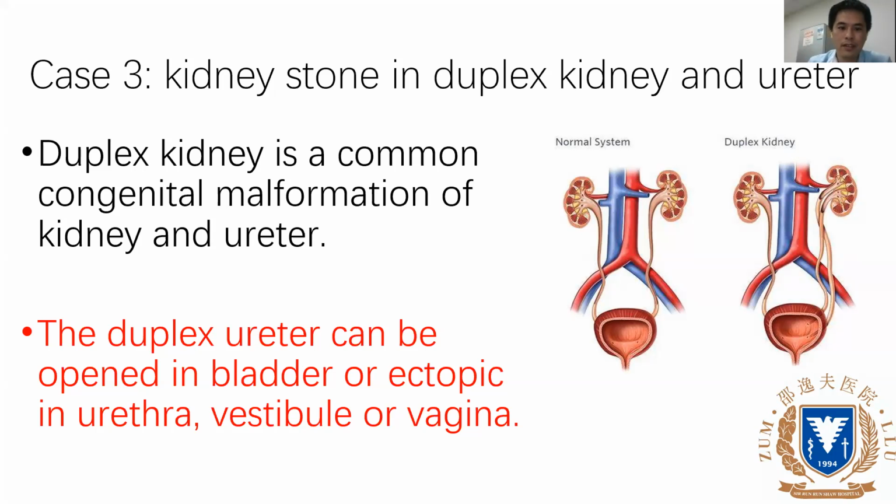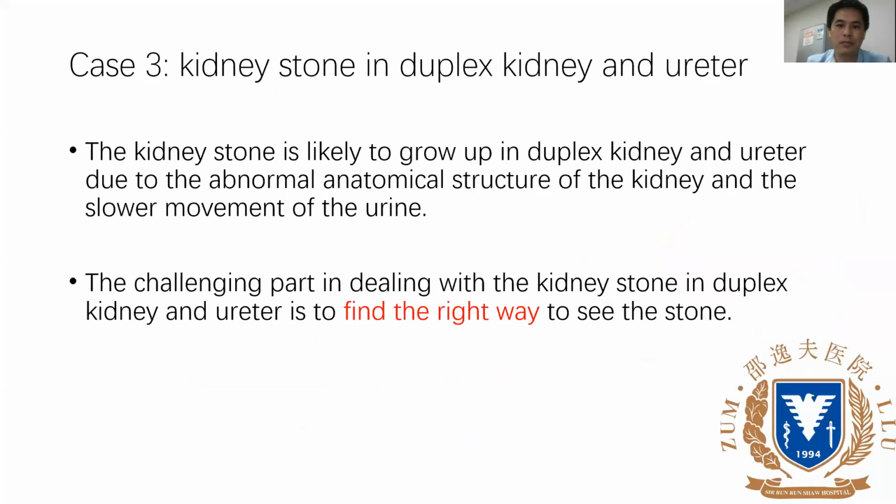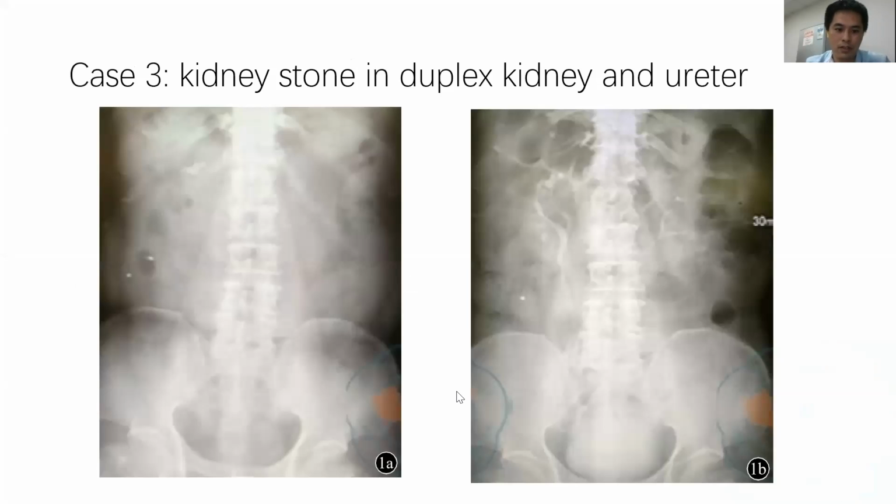And the kidney stone is likely to grow in the duplex kidney and ureter due to its abnormal structure and the slower movement of the urine. The challenging part in this case is to deal with the kidney stone in the kidney and find the right way to reach this stone. You can see this case, we can check the IVU, you can see these two duplex kidneys and ureters in this IVP.